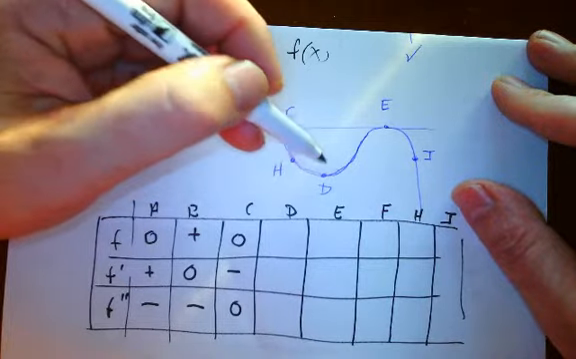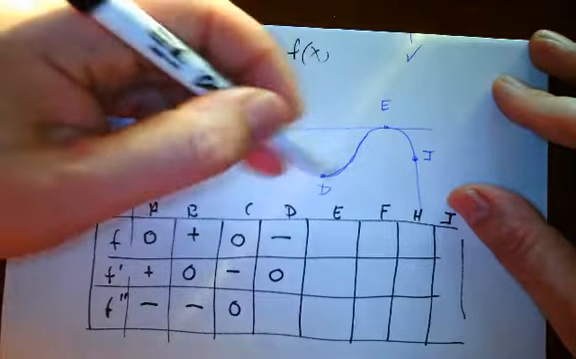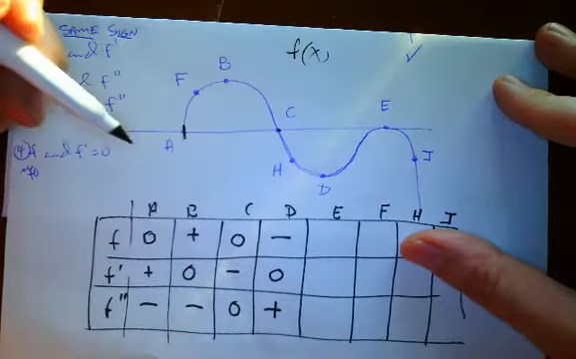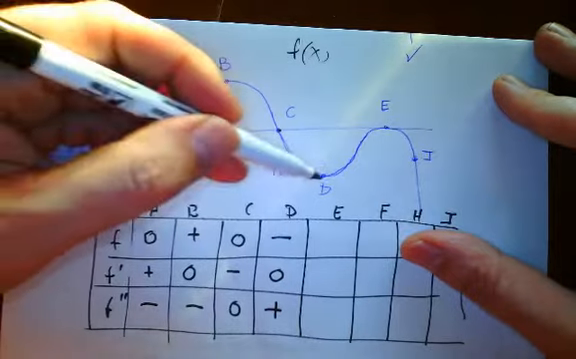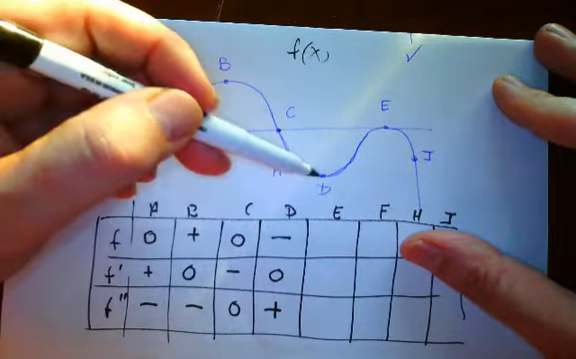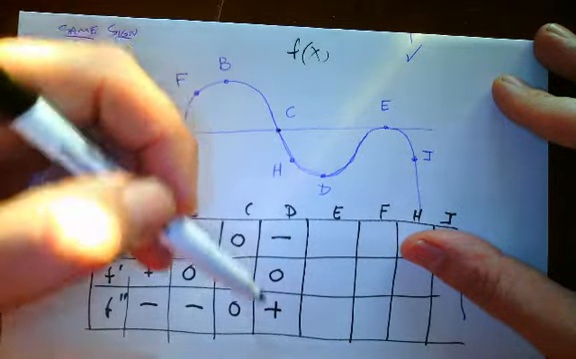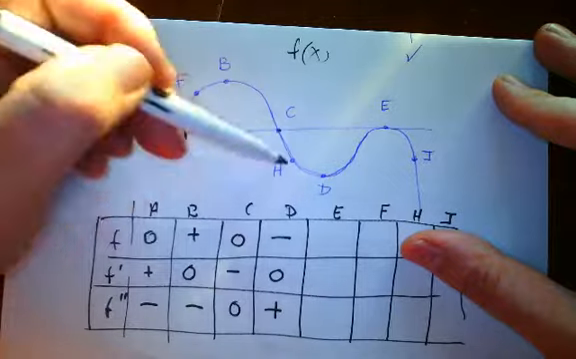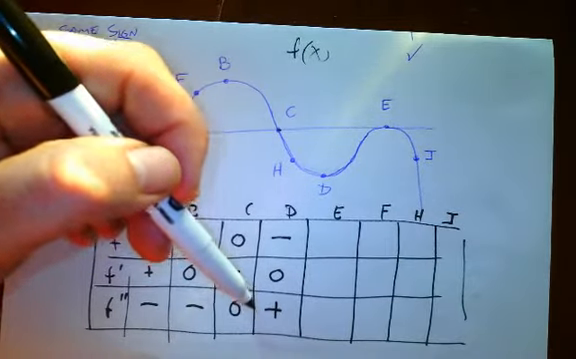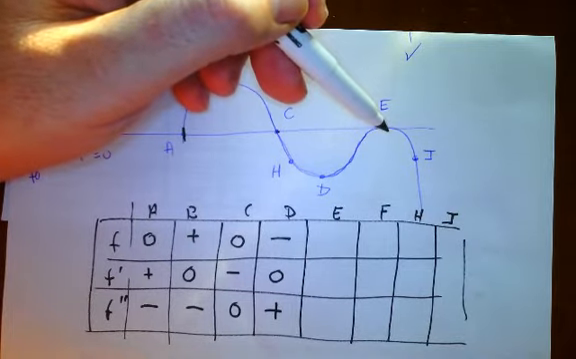At D, I think I have another zero slope. F is clearly below the x-axis, and this function is concave up at D, so f double prime would be positive. Again, D is below the x-axis, so f is negative. D is with a horizontal tangent, so f prime is 0, and at D, f is concave up, and so we have positive second derivative.